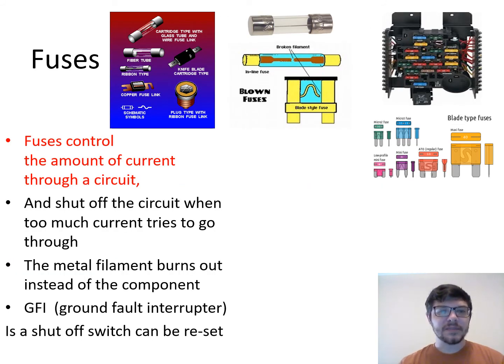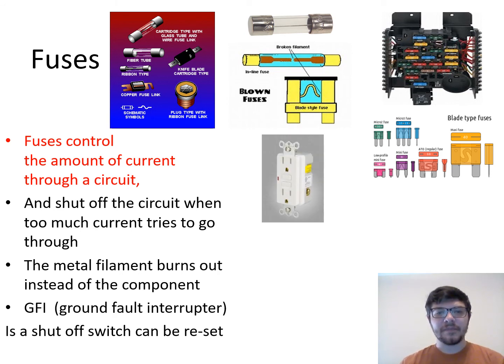Now, fuses. Fuses are important for circuitry, for wiring, etc., because they control the amount of current through a circuit. If there is too much current coming through a fuse, it'll blow, and the current's cut off. And you can have a ground fault interrupter, which is a switch. You can go and reset it.